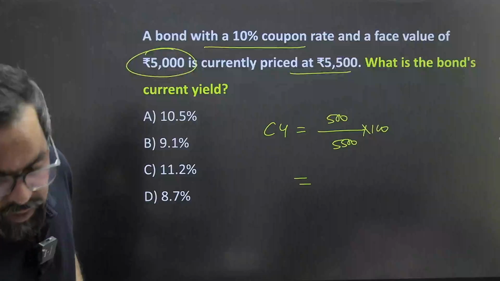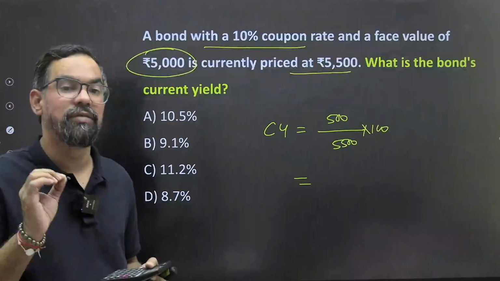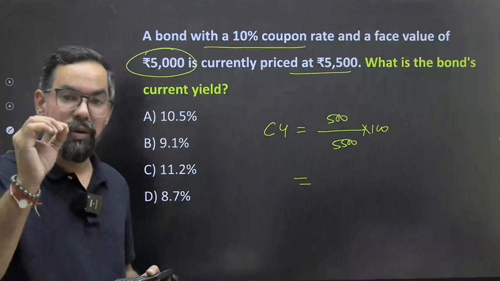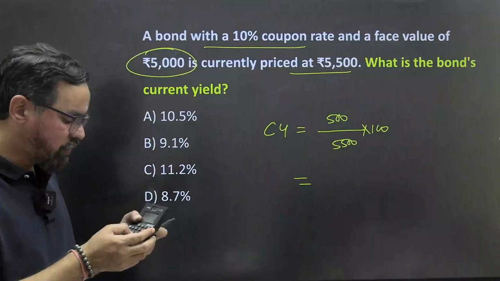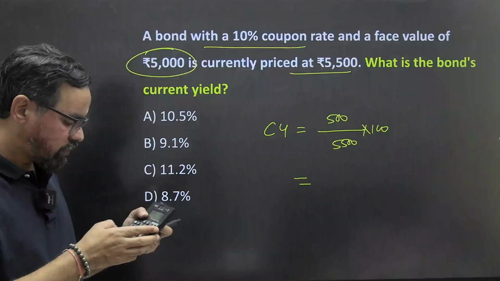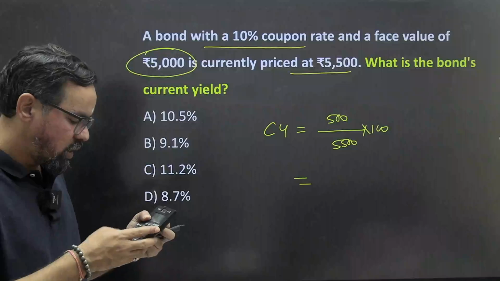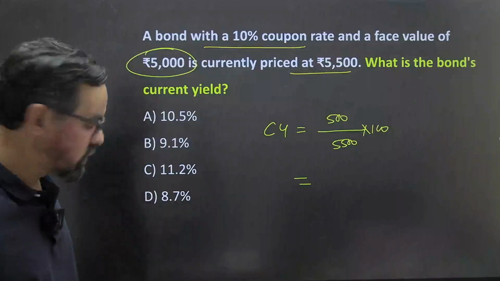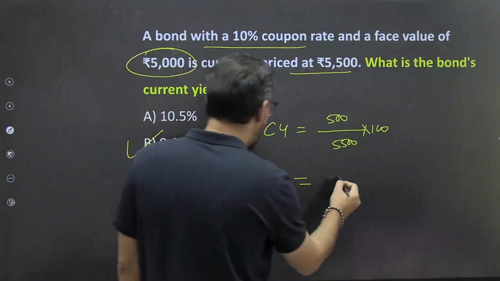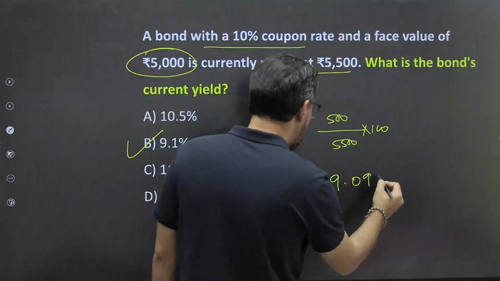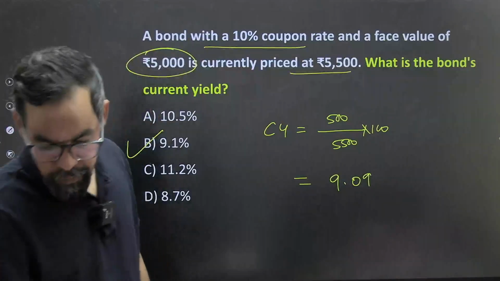So at the end, the interpretation of this one is very important. When a bond is at a premium or at a discount, we'll be discussing this particular one in detail. So it is 9.09. So 9.0990. So option B. Okay, it is coming 9.09.